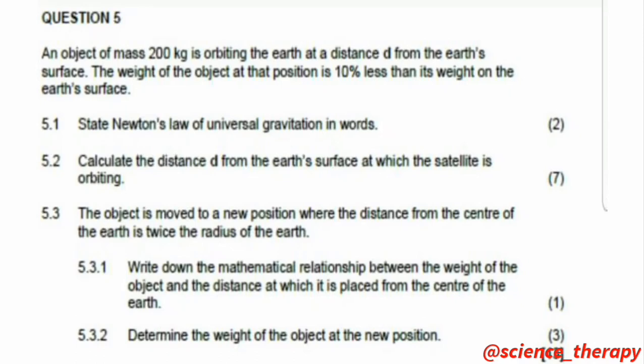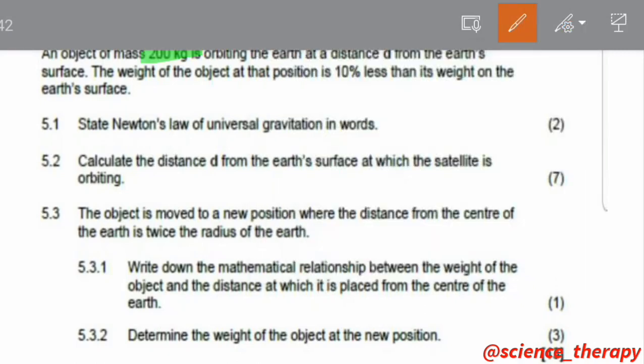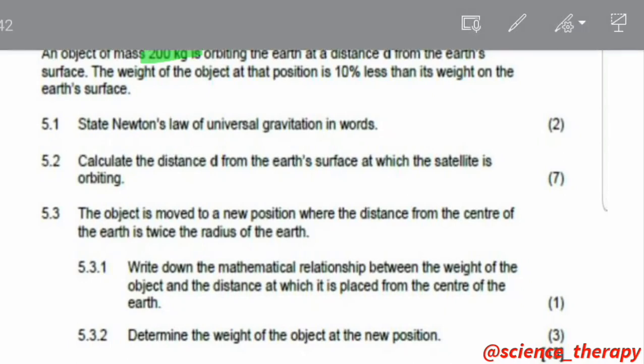Now let's look at another question. It says an object of mass 200 kg. What are we given there? So our 200 kg is our mass, and then orbiting the Earth at a distance d, so we are not given, from the Earth's surface, the weight of the object at that position is 10% less than its weight on the Earth's surface. What we are experiencing is that as the object is going higher, its weight will be much lower than its actual weight when it's on the surface of the Earth, right?